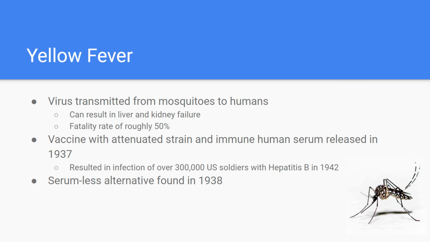This human serum-based vaccine resulted in an infection of over 300,000 US soldiers in 1942 with hepatitis B. So this was a big sign to manufacturers that the serumless alternative is much safer, and they definitely should have checked the human serum beforehand to ensure that it was clear of any other viruses.